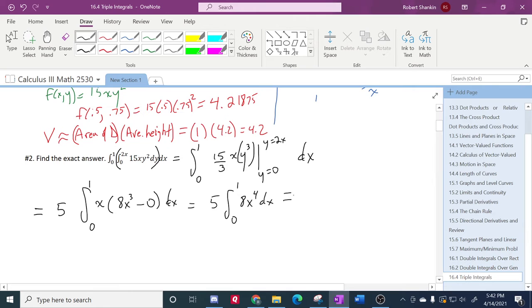Okay, and now I need an antiderivative. The 8 will come out front. 8 times 5 is 40. Antiderivative of x to the 4th is x to the 5th over 5. Evaluated from 0 to 1. And then 40 over 5 is 8. And then 1 to the 5th is 1. 0 to the 5th is 0. And my total answer is 8.